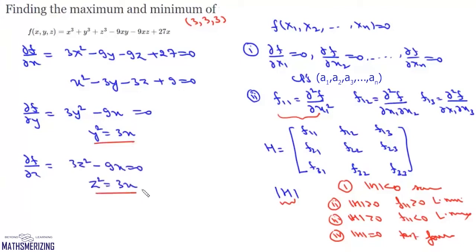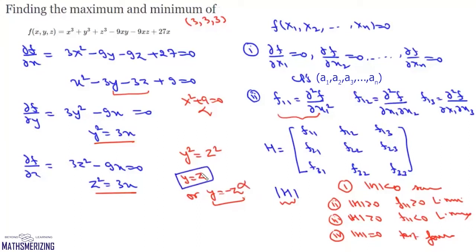Now from these two conditions, we'll get y square equals z square. That is, either y equals z or y equals minus z. Now we'll take y equals minus z and put y as minus z in the first condition. We'll get x square plus 9 equals 0, for which we are not getting any real roots. So we discard this condition, y equals minus z. So the condition that we'll consider here is y equals z.